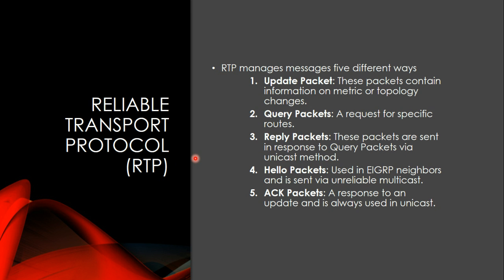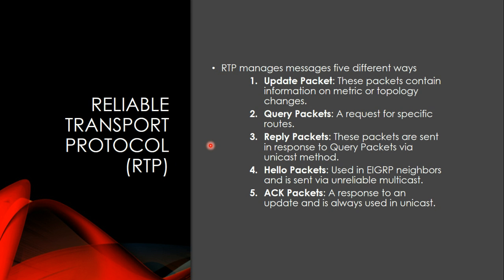RTP, like EIGRP, is a Cisco proprietary protocol, meaning again that it will not work with others. RTP is also sometimes referred to as reliable multicast. RTP handles messages in 5 different ways. One is it provides update packets, and these packets contain information on metrics and also topology changes. Query packets, and some of these seem like they overlap. A query packet is a request for specific routes, okay? And then reply packets are packets that are sent in response to query packets via unicast.